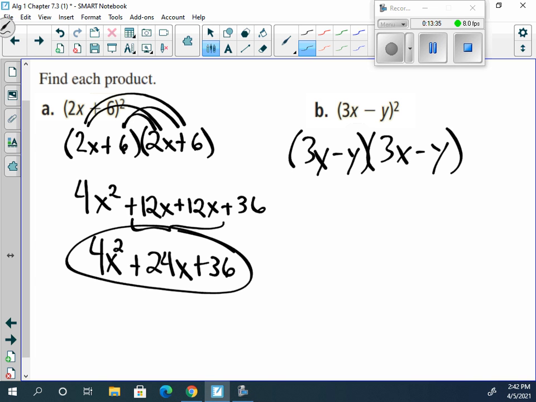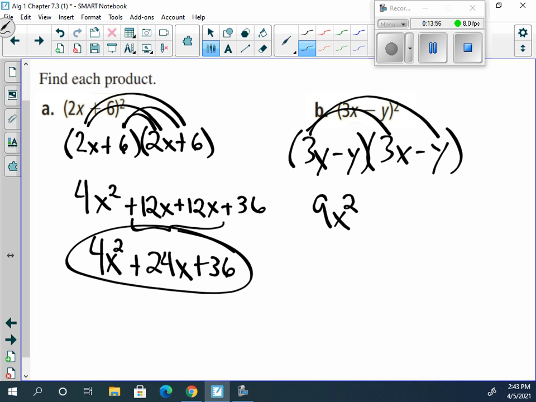Yep. So our 3x times 3x, which we did. Because this here would give us, because 3 times 3 would be 9. X times x is x squared, yes?